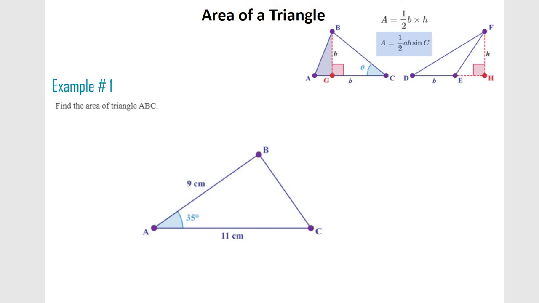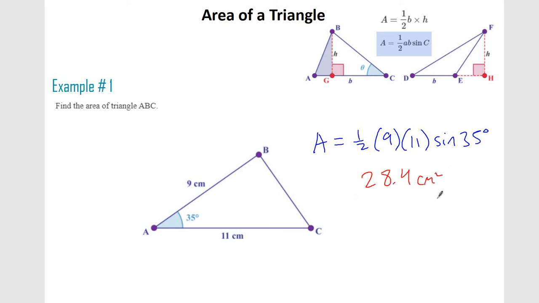Okay, so when you have an angle in between your two sides, you're going to literally just do 1/2 times 9 times 11 times sine of 35 degrees. So your answer is 28.4 square centimeters because it's area. There you go. All you got to do. So it happens when you have two sides and an angle between them.